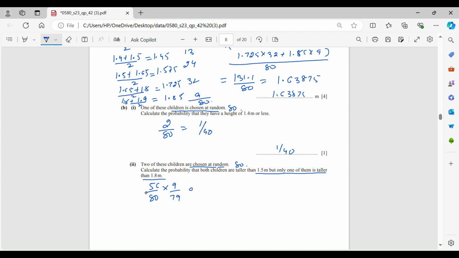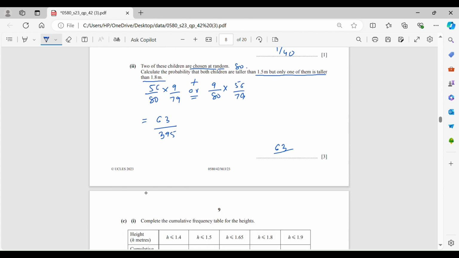39 by 80 into 56 by 79, right? So for this we will add. So our answer, we will use the calculator. Our answer will be 63 by 395. So this will be our answer.